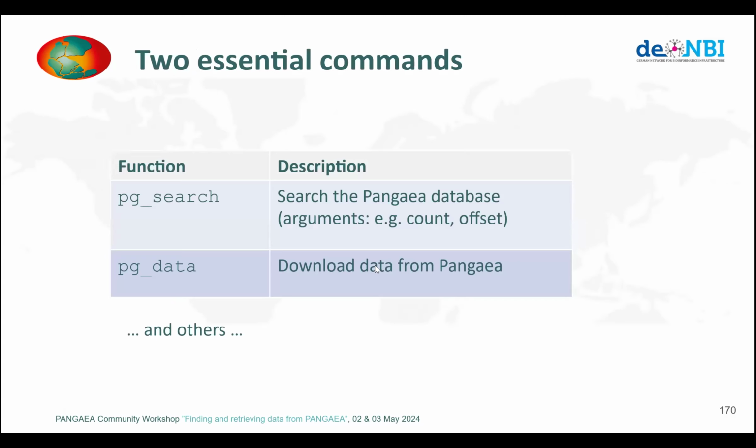In the package, there are two basic important functions that we use for interaction with Pangea. These are pg_search, which is a function for searching the Pangea database in a very similar way to what Katrin showed yesterday through the browser. In addition, we have some arguments like count and offset. I will tell you later what they are for. The other function, once you find your data set or data sets, is for downloading data from Pangea. This function is called pg_data.